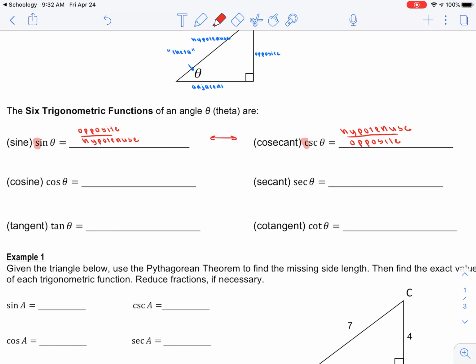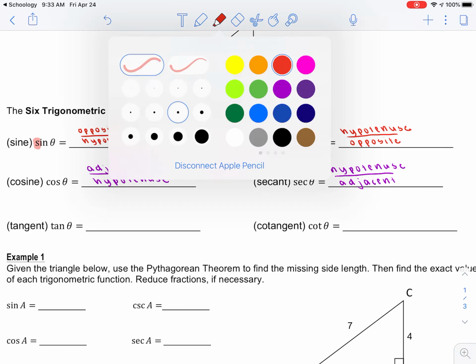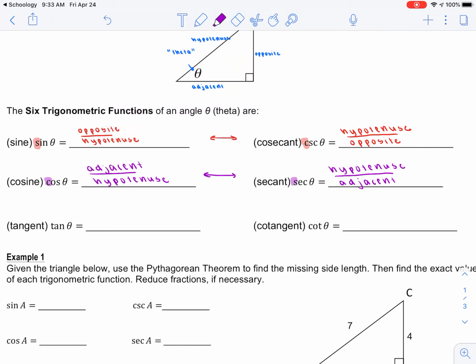So S goes with C, and that'll be helpful with the next trig function as well, because the next one is cosine, and as you guys maybe already know, that's the adjacent over the hypotenuse side. This reciprocal function is the secant function. So all you do is you just flip the cosine. So you would do the hypotenuse over the adjacent side. Now, again, the C doesn't go with another C, it goes with S. So that'll help you to remember, hopefully.